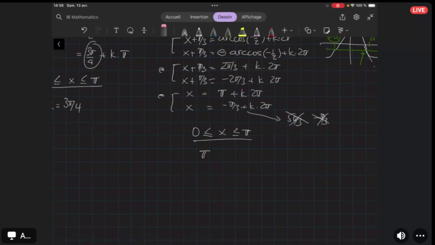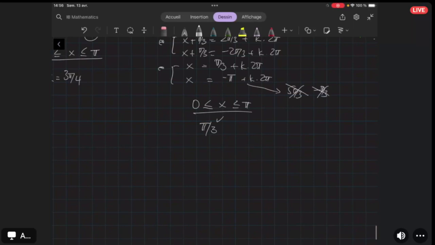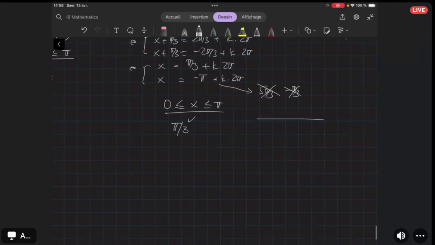So, subtract pi, that will give you pi over 3. I'm so sorry. Or this one will get negative pi plus k2 pi. So, look at the roots. Pi over 3, that's definitely in. Add 2 pi, that's going to be 7 pi over 3, that's out. Minus 2 pi, that's going to be negative pi over 3, that's out, because we're interested in 0 to 2 pi.